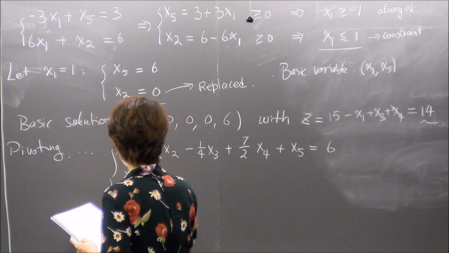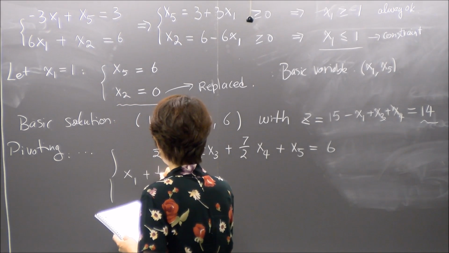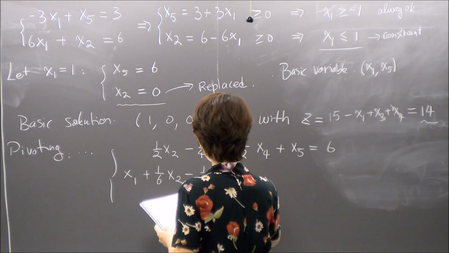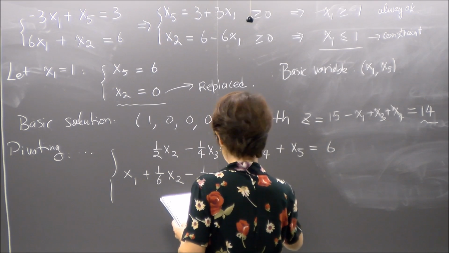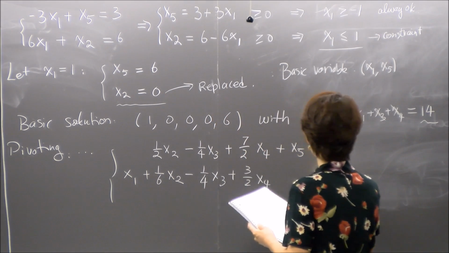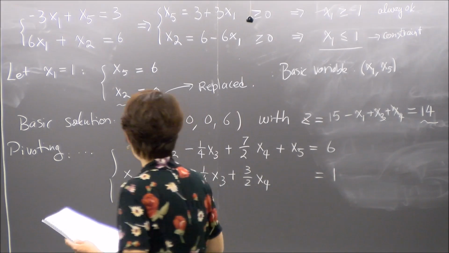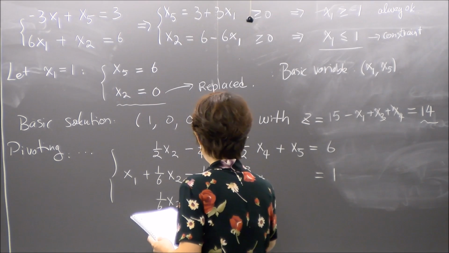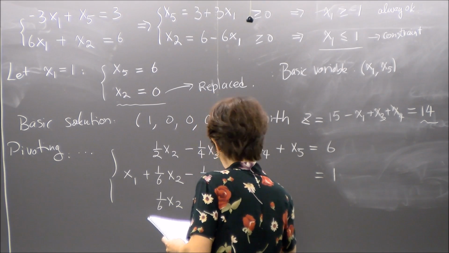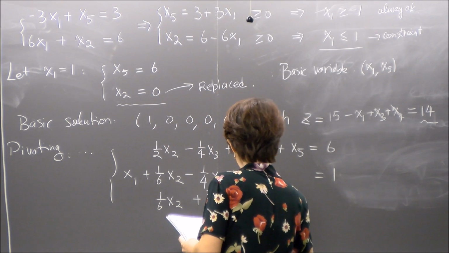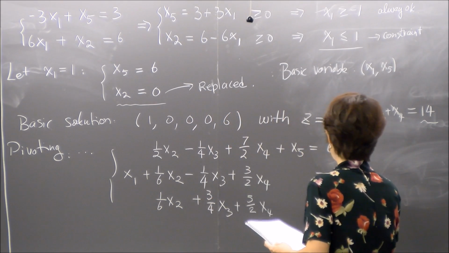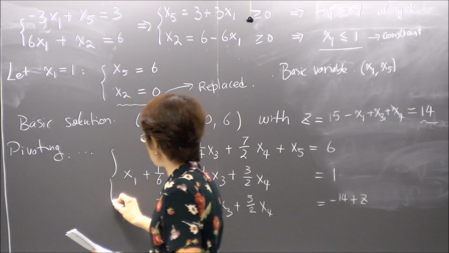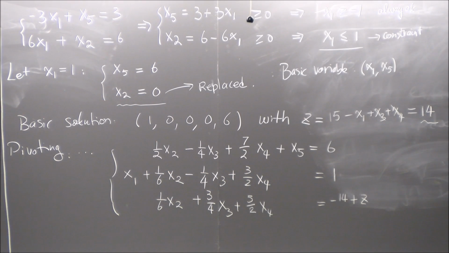Okay, so let me write this out. x1 plus 1/6 x2. Now these are ugly fractions. x3 plus 3/2 x4 equals to 1. And then the last one, 1/6 x2, 3/4 x3, 5/2 x4 is -14 plus z. So this is the system that you have.